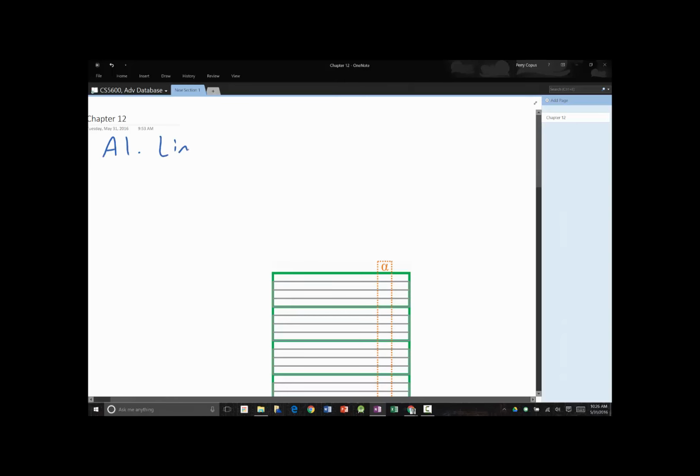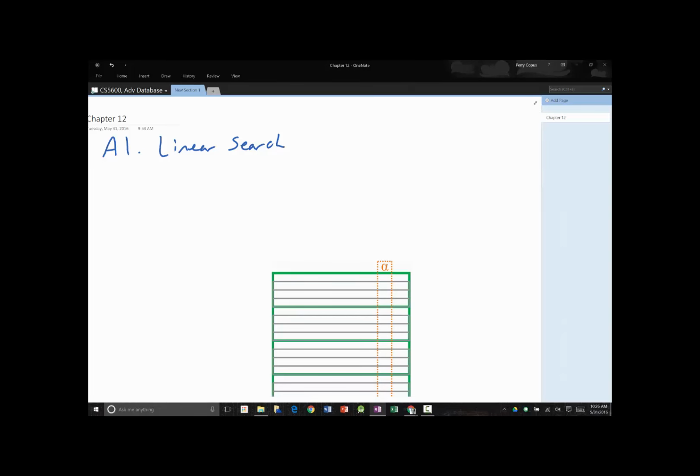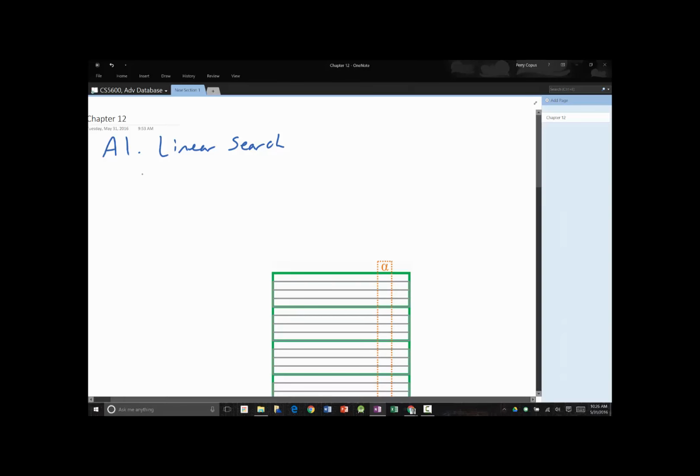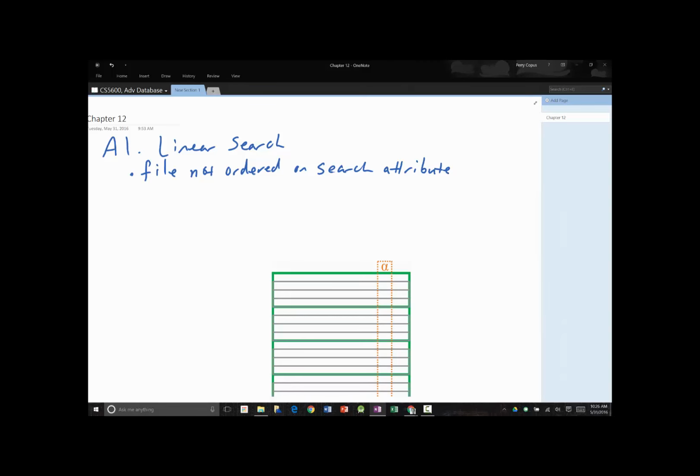A1, linear search is the one that we're working on. So what we're saying here with linear search, first of all, is notice the file. In our assumption here, the file is not ordered on the search attribute. Otherwise, we might not need to use a linear search, but we're going to assume that the file is not ordered on the search attribute. It might be, but using this algorithm, we assume that it's not.